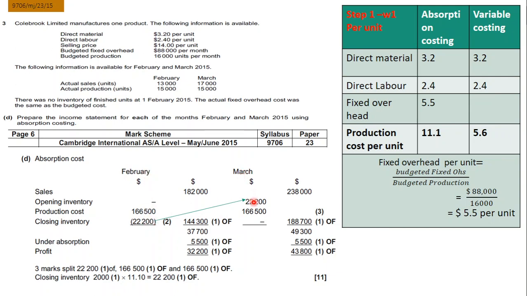So this is open inventory, and then your production cost. Production cost here: if you look at March, your production is 15,000. So 15,000 into production cost per unit 11.1. Production cost per unit remains the same for both the months. That's it. You don't have closing stock in March, remember that. So since you don't have it, your cost of sales comes to 188,700. Deducted, you get a gross profit, and then the rest follows as done earlier. So that's how you solve a question.